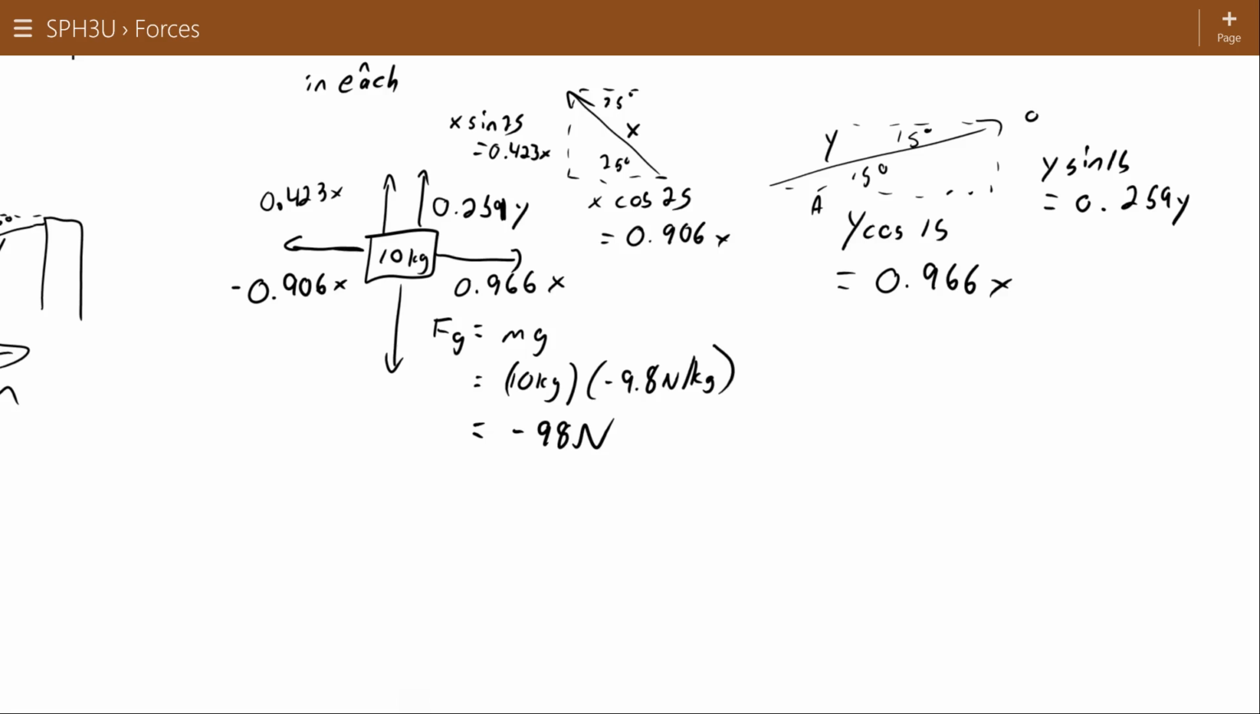Now, if the monkey's going to remain stationary, that means that the sum of the forces, that's a fancy symbol that means adding all things together, has to be equal to 0. We need that to be true in the x direction and in the y direction. Since there's fewer forces in the x direction, I'm going to start there. It's going to make a simpler equation.